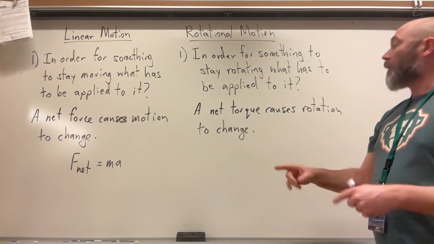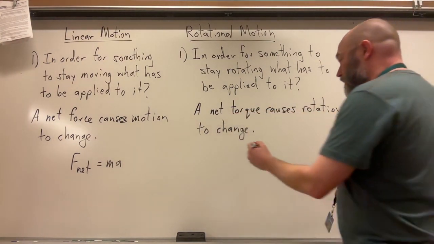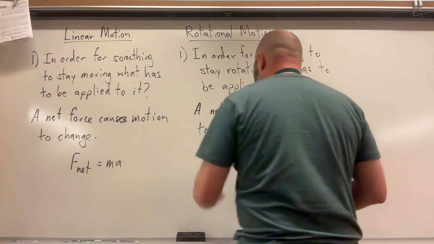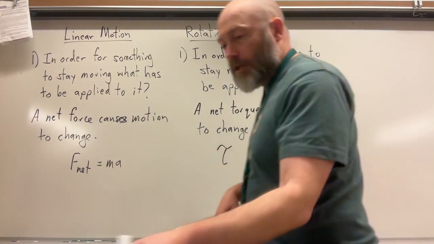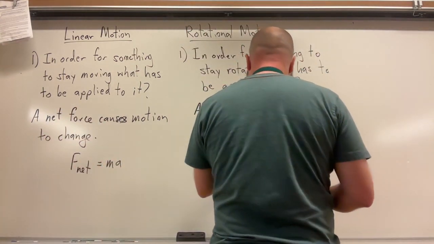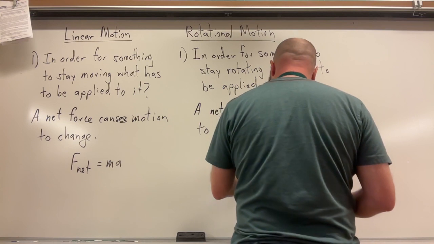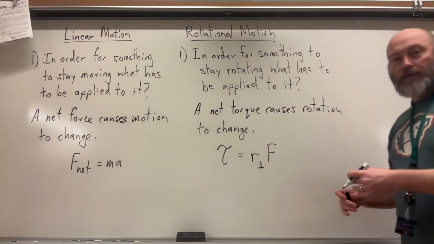Okay? Net torque. The symbol for torque is the Greek symbol tau. It looks like a kind of fancy T. You can find it on the equation sheet. The formula for torque is R perpendicular times F. So let's talk about what this actually means.